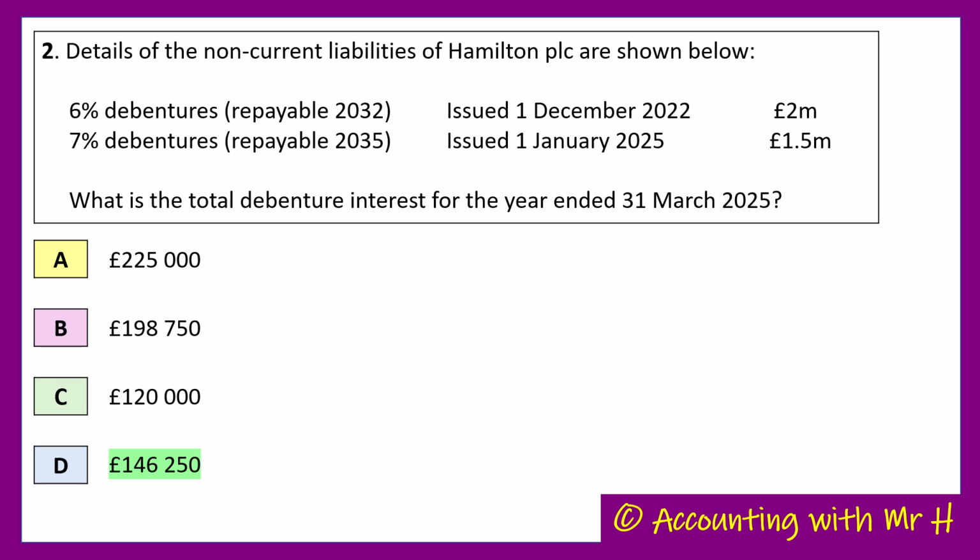Then we come on to the 7% debentures, and these are £1.5 million that they have borrowed, with an interest rate of 7%. So 7% of £1.5 million is £105,000. However, these were only issued on the 1st of January 2025. Remember, we're being asked to do this for the year ended 31st of March 2025.